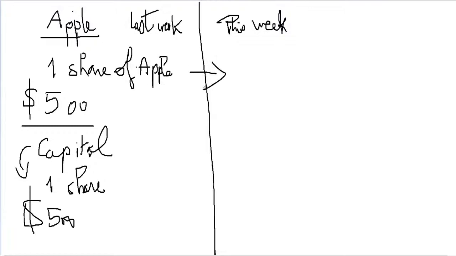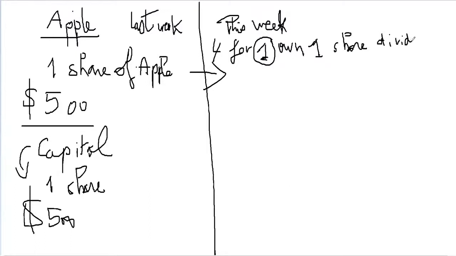Now we said that the split will be 4 for 1. So what does it mean? It means if you own 1 share, they divide it. This is a split. They divide it by 4. Since the share cannot be divided, it is the money of the share, which is $500, that is divided. But since you have $500, if we divide, you will have $125 for a share.